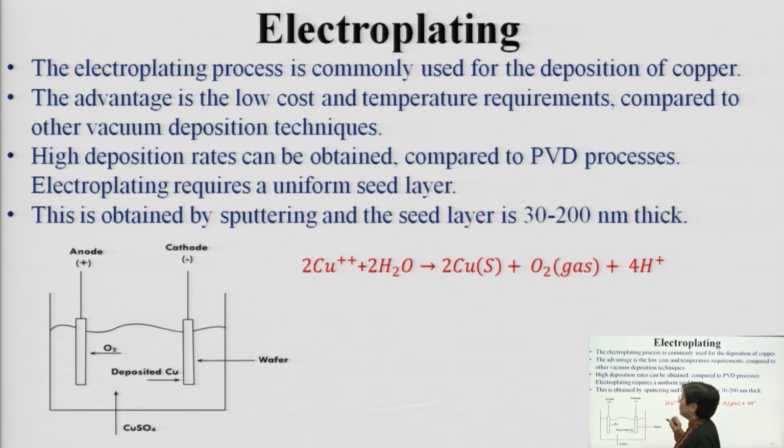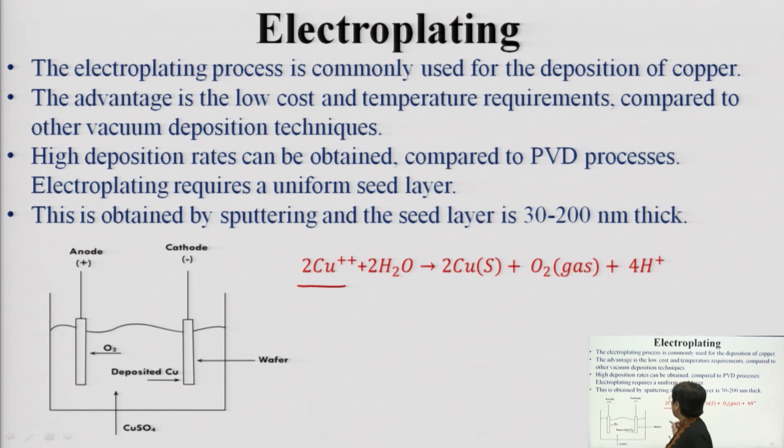You have one anode and another one cathode, and we have already seen electroplating like chromium plating and other things being done. The same is the process over here: you have the deposited Cu, it will get CuSO4 solution, you will have anode and cathode, the material to be deposited will be placed on the cathode, the wafer will serve as a cathode and you can have deposition on it. The reaction will be 2 Cu++ reacting with 2 H2O water molecules, giving us 2 Cu solid, oxygen getting released and hydrogen also getting released.